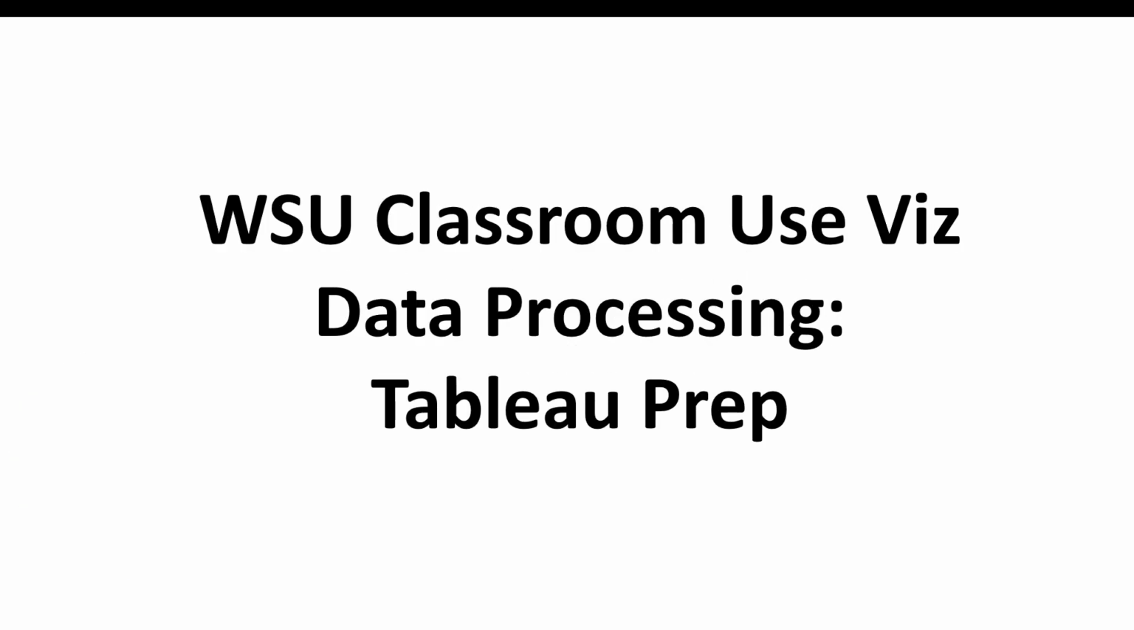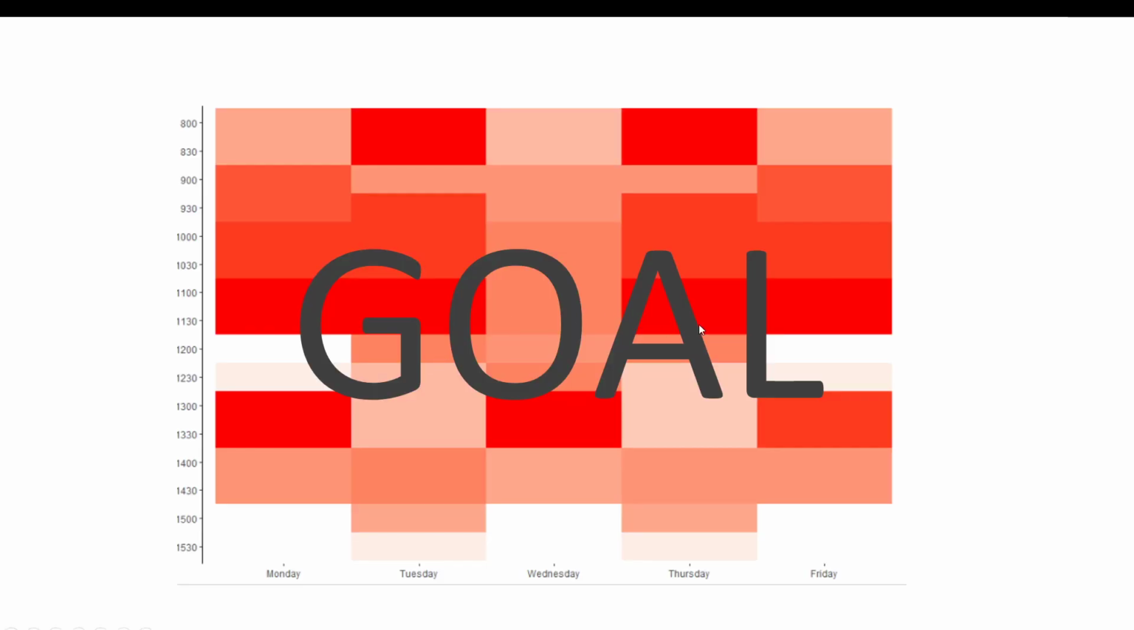Before talking about the actual preparation of the data, let's talk a little bit about what I'd like the visualization to look like. So here is what the visualization should look like. I have on the y-axis the time slots, and then on the x-axis I have the days of the week, and the intensity here with the red color.